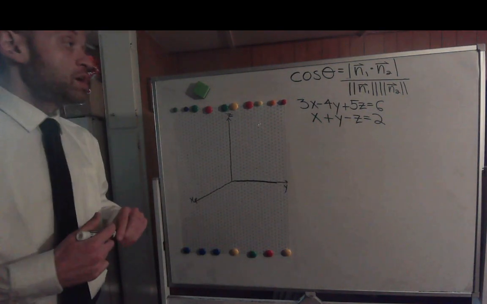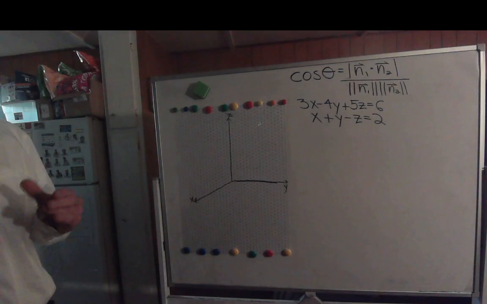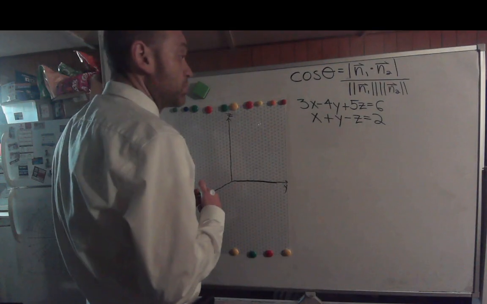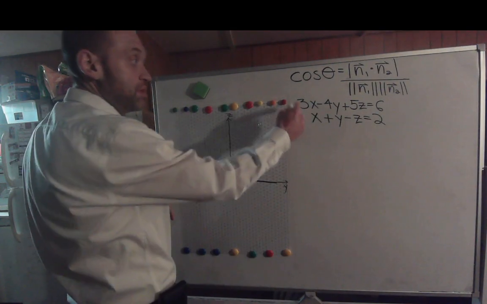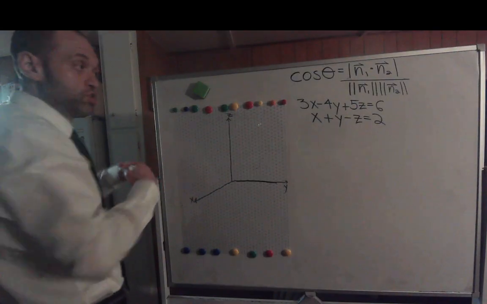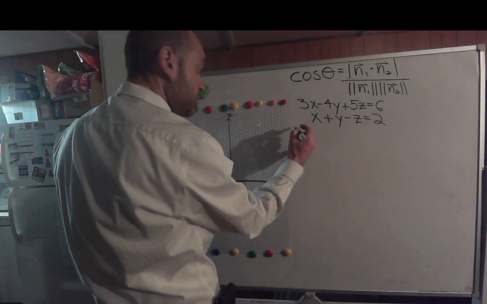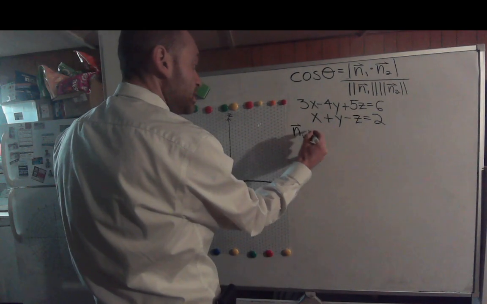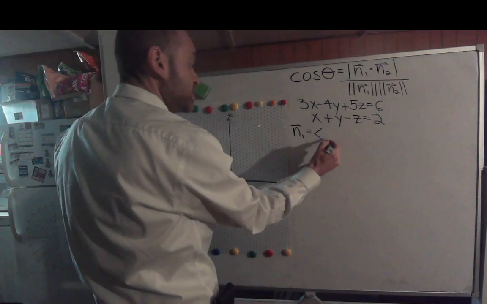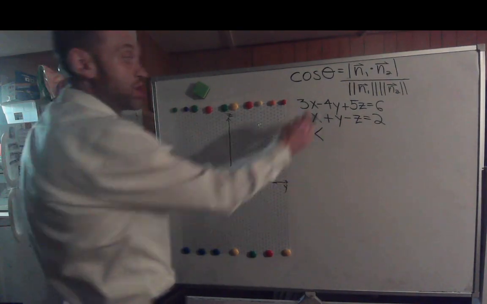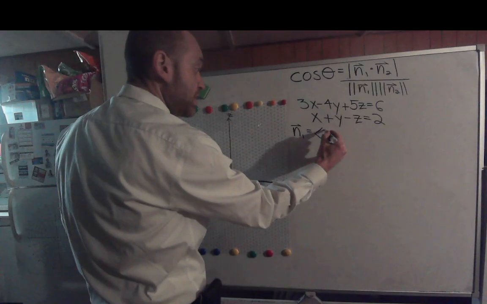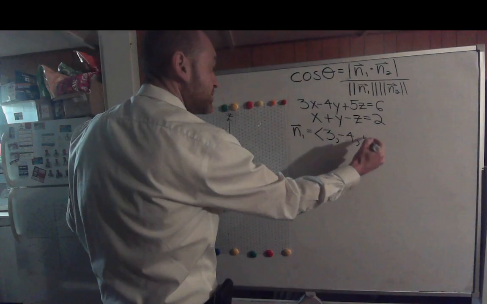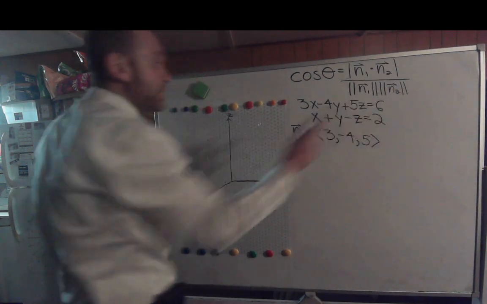So the first thing we need to do is come up with our two normal vectors. So the first normal vector is going to be based off of the first equation of the first plane. So we can call this normal vector n sub 1. All we need now are the coefficients of the variables. So that would be 3, negative 4, and 5. We don't care about that 6 at all.